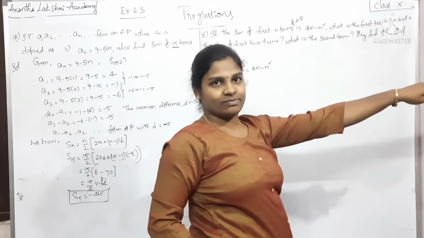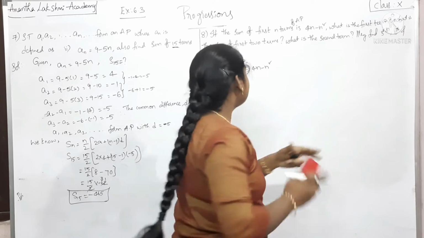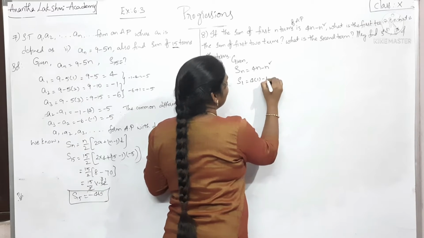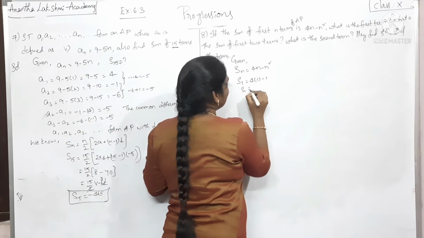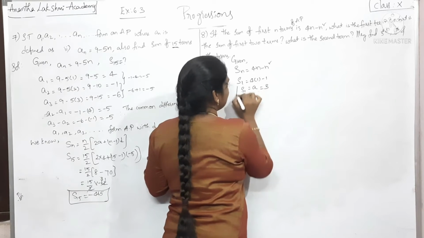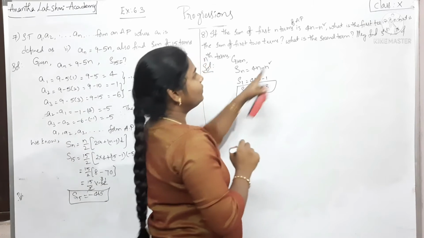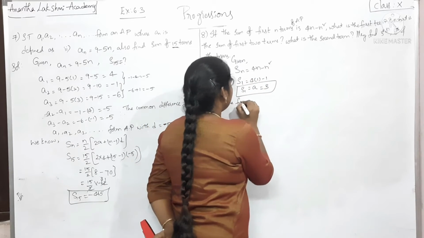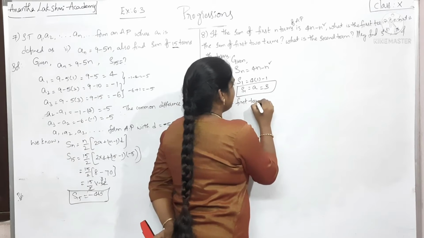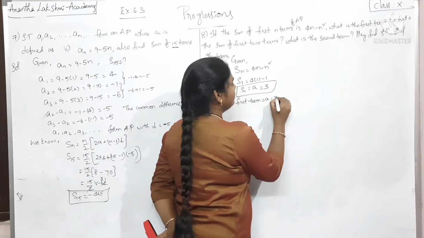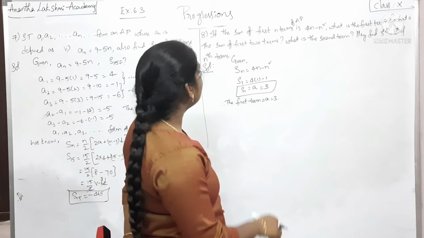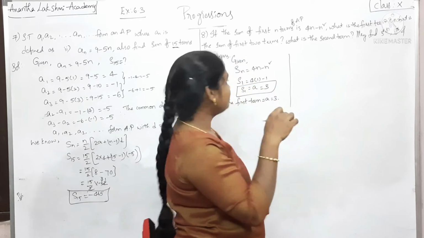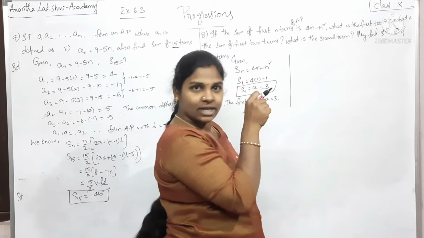What is the first term? Is the first question. By substituting 1 here, you get 4 into 1 minus 1. S1 is nothing but a, which is equal to 3. Therefore, the first term is a equal to 3. Now what is the question? What is the sum of the first two terms? In order to get that, we have to substitute 2 in the given equation.